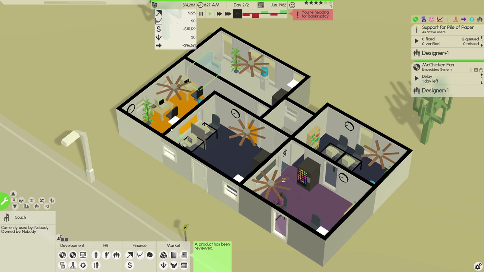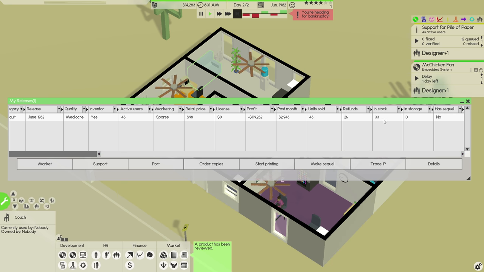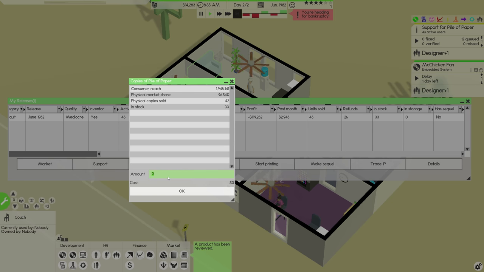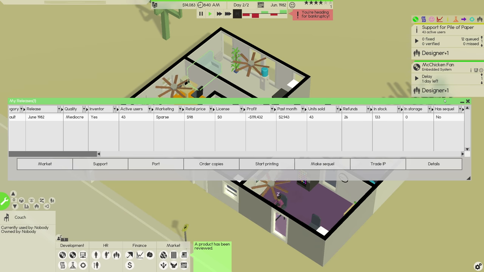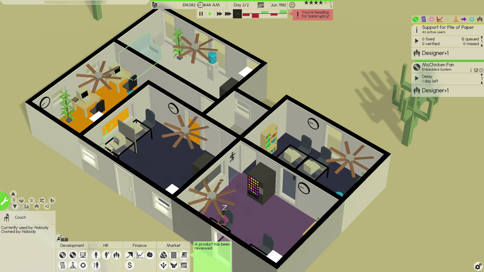Oh, looks like I sold a few copies. Let's have a quick look. 43 units sold and 26 refunds. I think it's a good idea to go ahead and order like another 100 copies, if at that. And this is going to go into beta real quick.